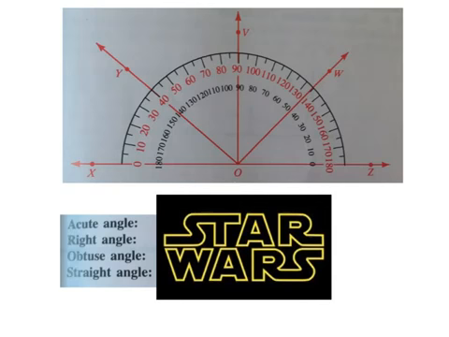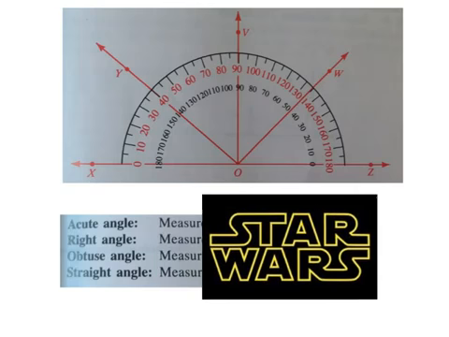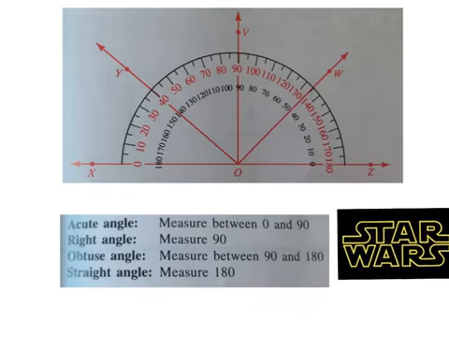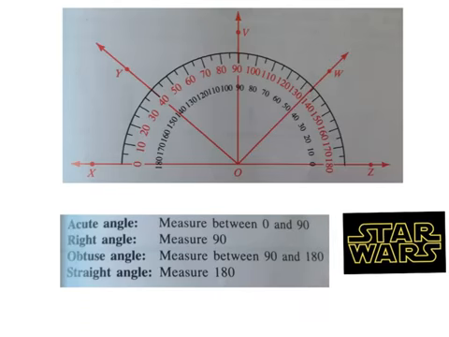And I know you already know, so I'm going to go ahead and move your Star Wars emblem away so that you can go ahead and write what you already knew. That an acute angle has a measure between 0 and 90 degrees. A right angle is obviously 90 degrees. An obtuse angle is larger than 90 degrees but smaller than 180 degrees. And a straight angle is 180 degrees.